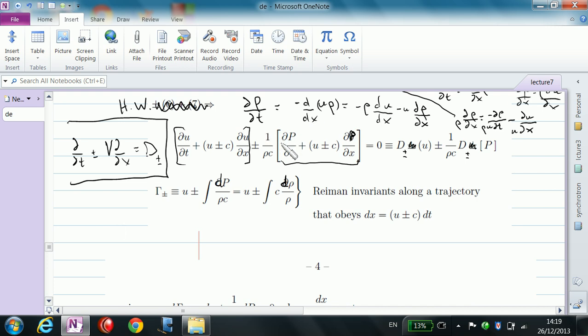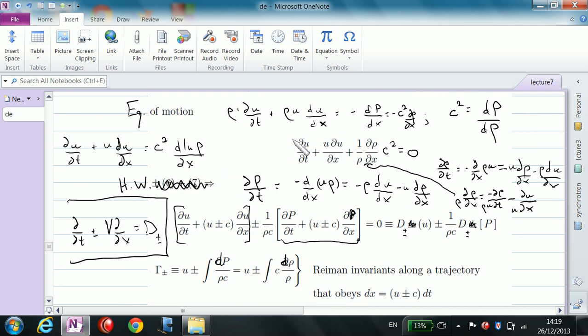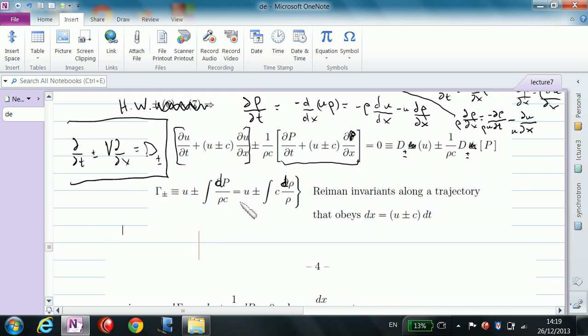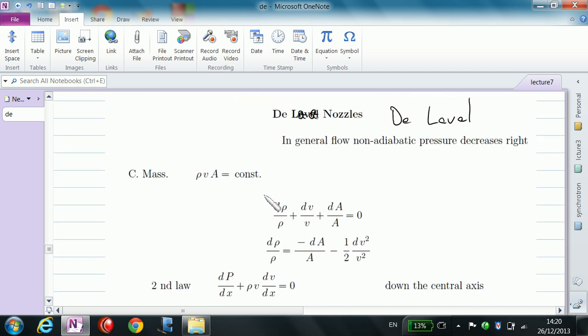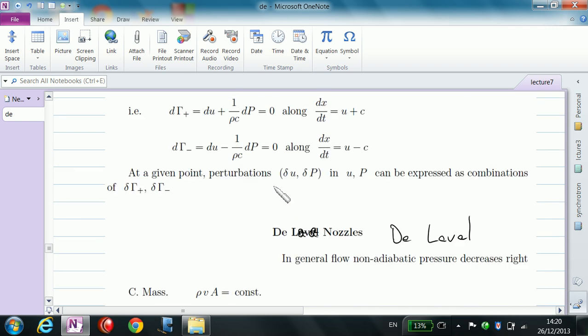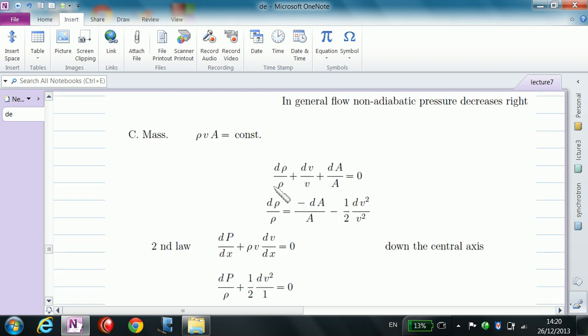But the point is that you can replace pressure dP with d rho c squared, where c squared is dP d rho. And we're going to be doing a lot of that. So now we come to de Laval nozzles.